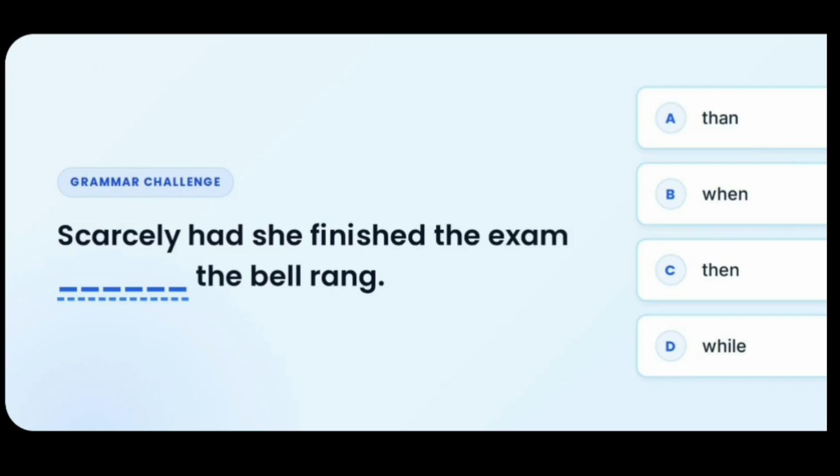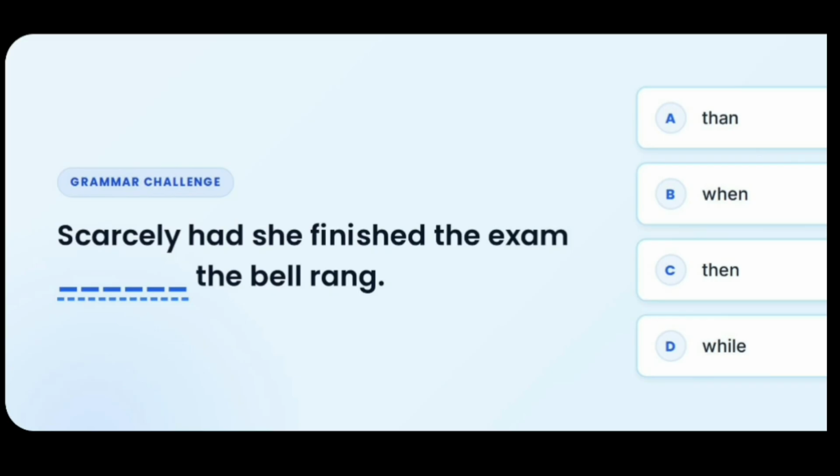Number 60. Scarcely had she finished the exam dash the bell rang. A. Then. B. When. C. Then. D. While. Pause the video and try to do by yourself, students. The correct answer for question number 60 is choice B.